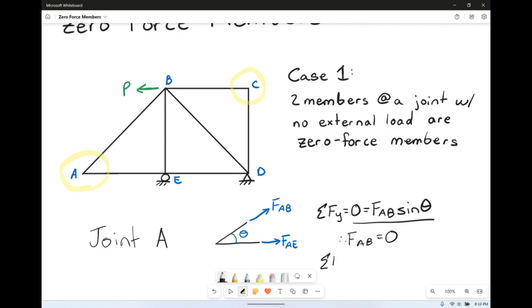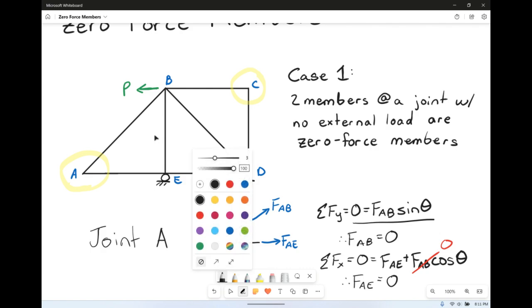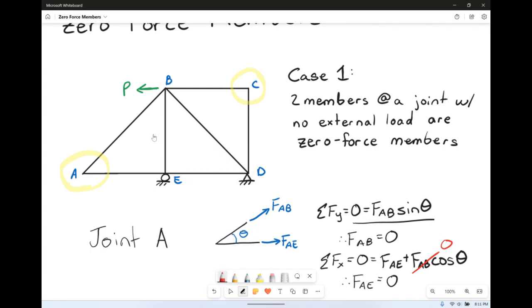And if you sum the forces now in the x direction and set it equal to 0, yes, you have two forces. You have force AE and you have force AB times the cosine of theta. But since we know that AB is already 0, then you really just find that FAE is also 0. So it doesn't matter if they're at a right angle or not. If there are two members existing at a joint with no external loads, then those members are zero force members.